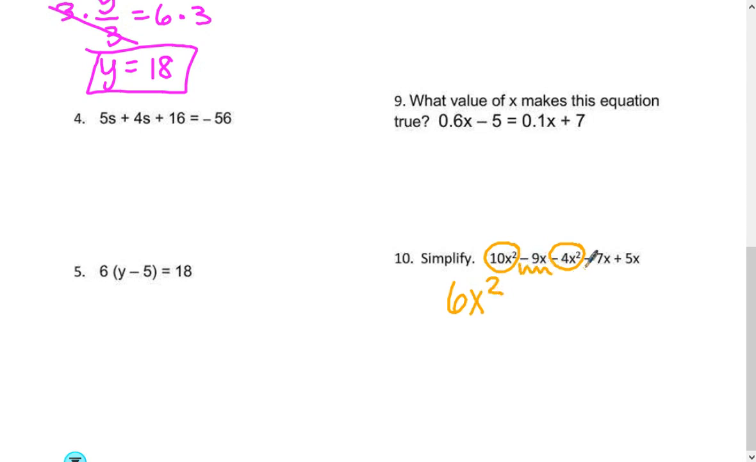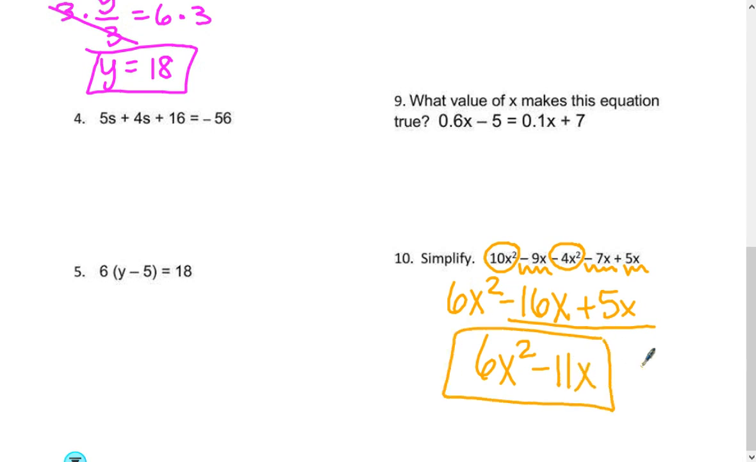Then I have -9x minus 7x. So -9 plus -7 will be -16x. Oh, and there's another +5. Oops, I should have added that too. So let me combine those one more time. 6x squared, -16x and +5 is -11x. And that would be a great final answer. Alright, let's flip over onto the back.